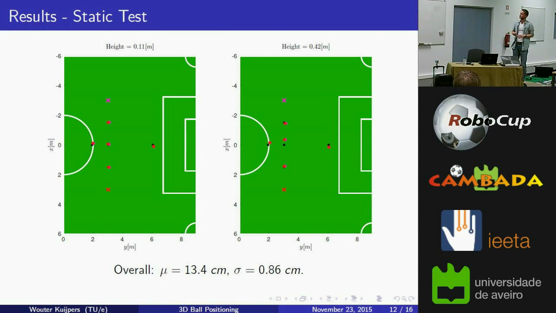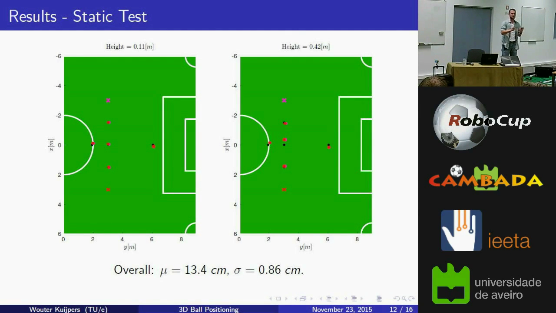So now the results. In this case, we see half of the field, and we see two robots, one over here and one over here, marked by the crosses, for a height of 11 centimeters and a height of 42 centimeters. And at both heights, the dots represent the mean position.